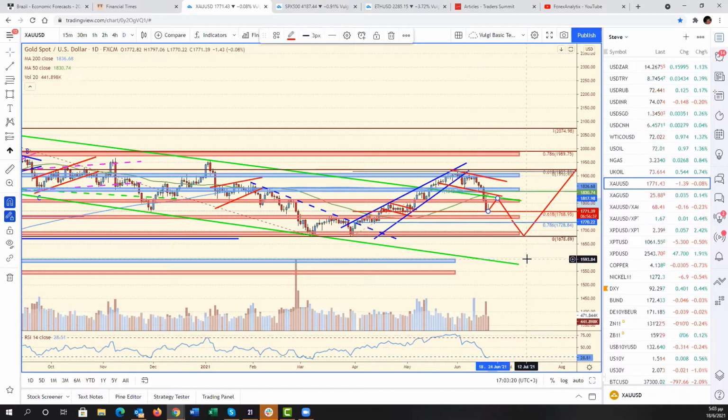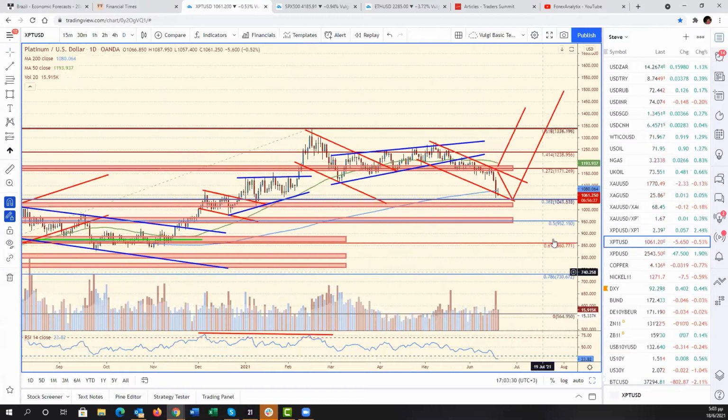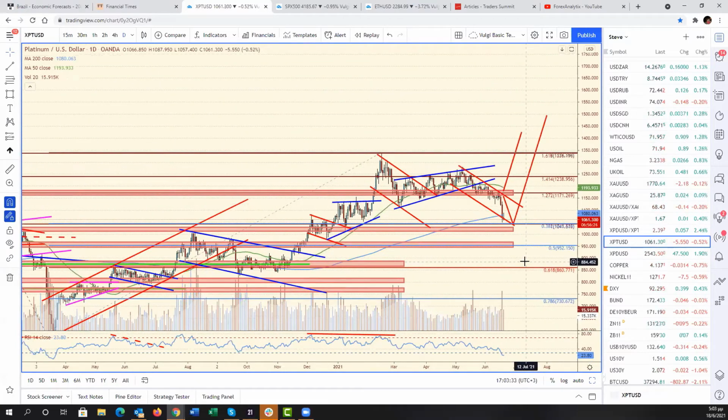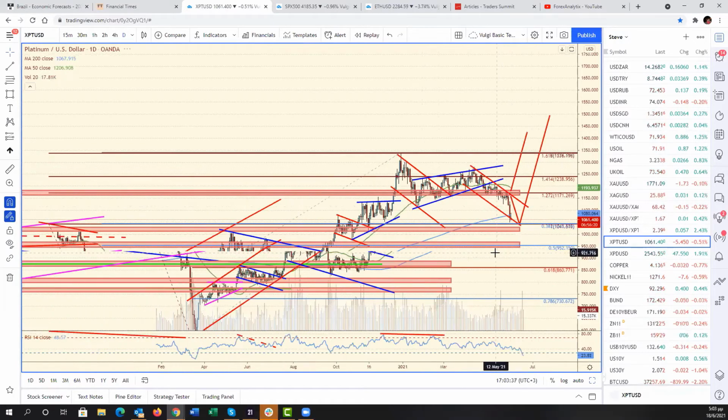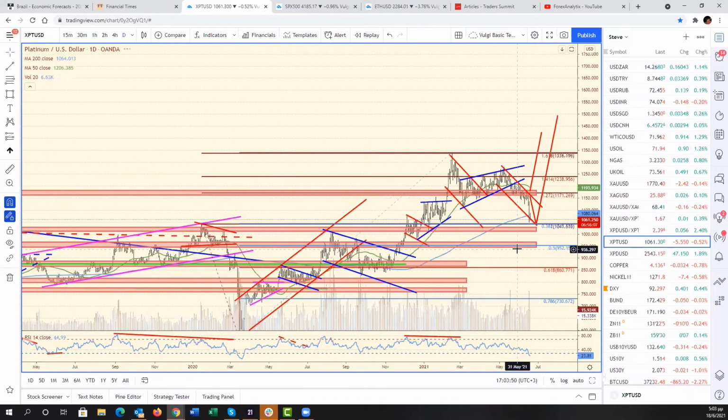I wouldn't even be surprised if we made it all the way down to 1600, right? All these moves are going to be amazing buying opportunities for the medium to long term. Platinum is almost at the 1040 level. I was looking for that level to be tagged for a long period of time as a potential downside target. If we break through that, we're then aiming towards 1000.